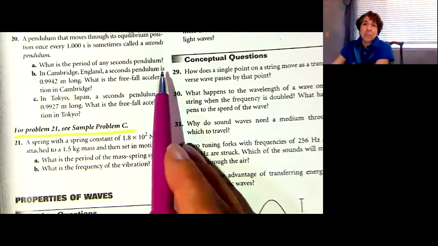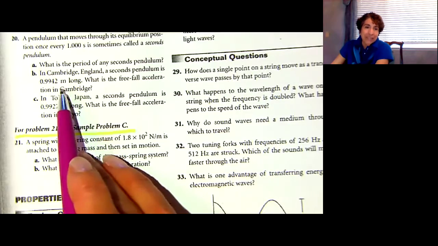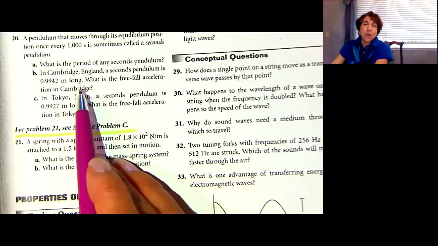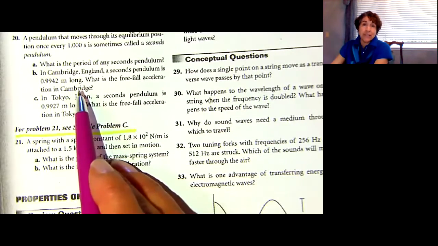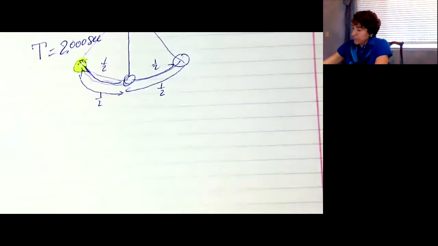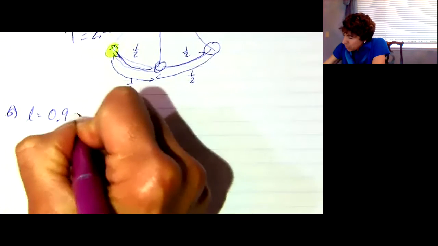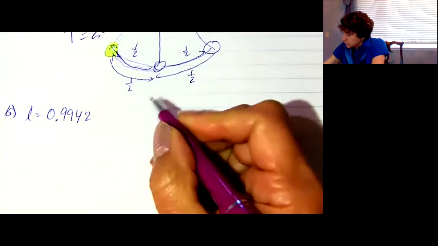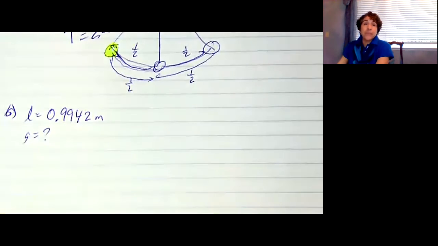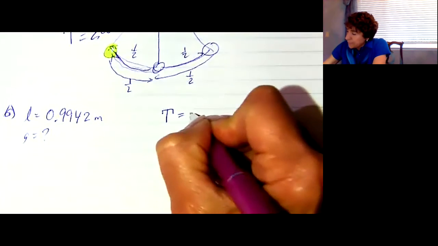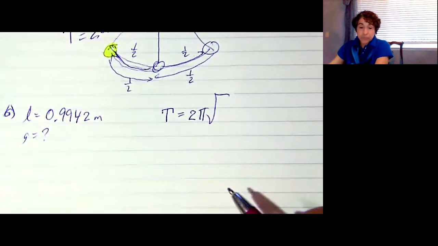Okay, let's read the next part. It says, in Cambridge, England, the seconds pendulum is a certain length, 0.9942 meters long. What is the free fall acceleration in Cambridge? So what is little g exactly in Cambridge, England? Okay, so they gave us the length, right here. This is part B. The length is 0.9942, so we still have 4 significant figures, meters. They're saying, what's little g? So let's write down the equation again. Now we have the period that we used in the earlier problem. 2 pi times, what is it?